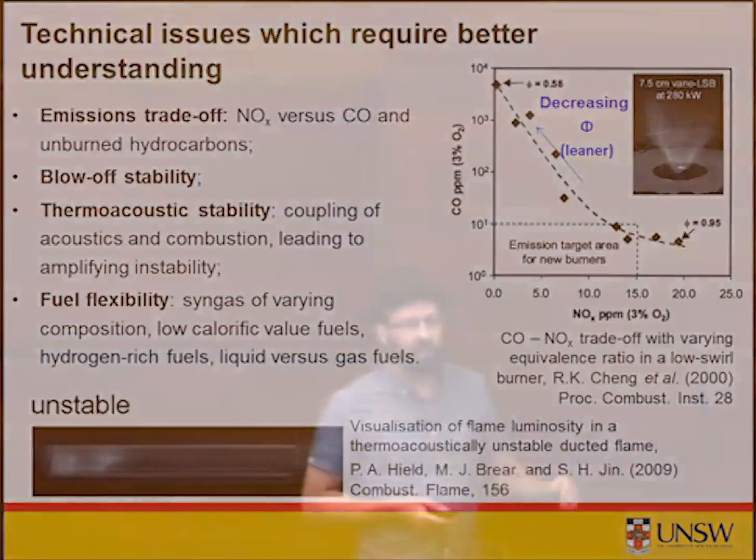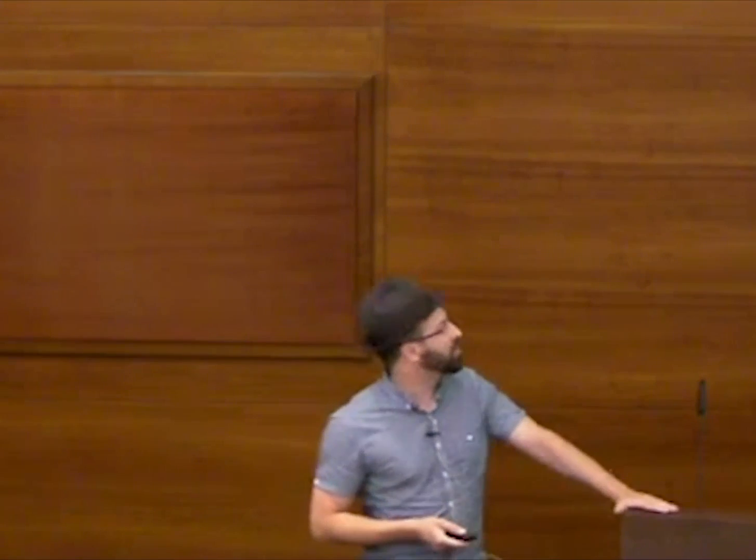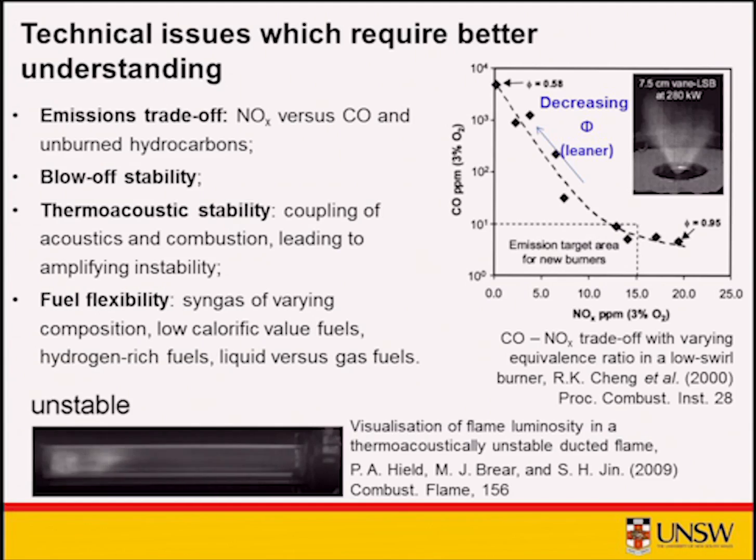There are a lot of technical challenges that need to be solved to make the gas turbine more efficient and cleaner. There have been some very nice talks on gas turbines already in this conference, and other people have outlined these probably better than I can. But there are emissions trade-offs between NOx, CO and unburned hydrocarbons. There are issues of stability: blow-off stability as well as thermoacoustic instability. And as I already mentioned, we need fuel-flexible turbines. These are all technical issues in which improved fundamental understanding of gas turbine combustion can help.